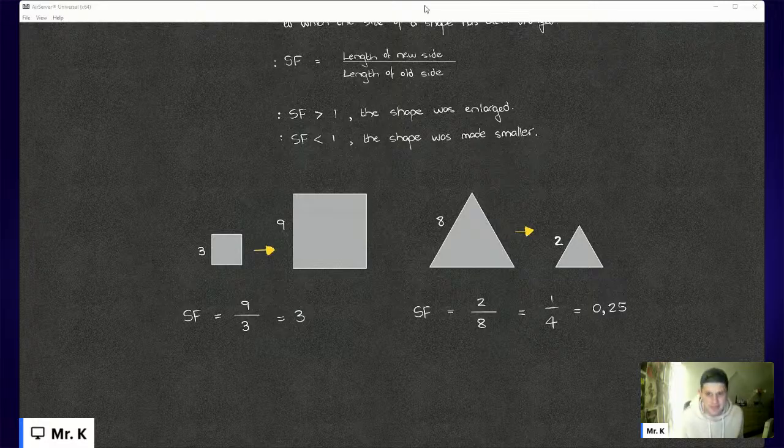Yes. But guys, there is nothing to say that your teacher has to give you a visual aid. You might just be given the numbers and asked if a shape was enlarged or made smaller. And you need to be able to tell me whether or not it was made smaller or bigger just by calculating the scaling factor.